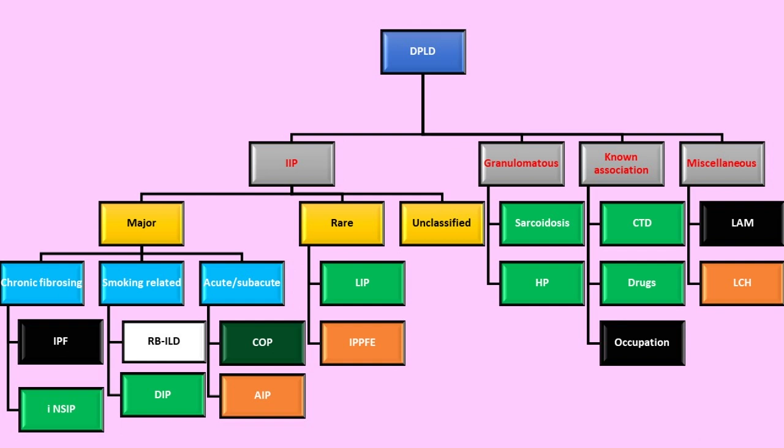The black is where you don't have a role for steroids. The orange is where you have a role for steroids, but it's not going to benefit much. The light green is where they are steroid responsive, but not in all cases, and not steroids alone. And the COP is what is most steroid responsive.